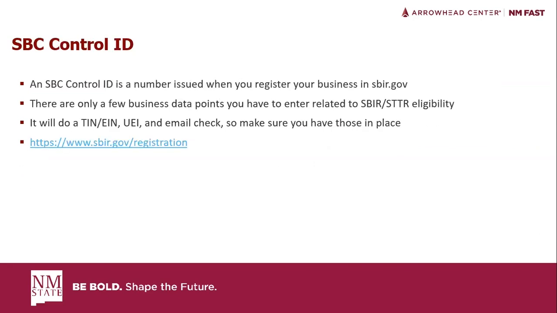In addition to the UEI number and the SAM ID, you're going to need an SBC Control ID. This you can get from sbir.gov/registration. There you have to put in a few pieces of information, including business contact information and a few data points. You will also input your TIN, UEI, and email. Make sure that the email you use here is going to be the same one that you use to log in to SAM.gov. After you have completed this registration, they will provide you a PDF with your control ID that you will be able to attach to your proposal packages.